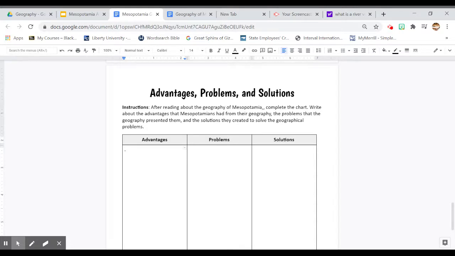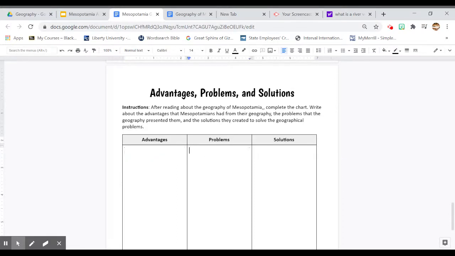Please be detailed in these notes. Even though they're bullet points, don't just put river. Yes, having a river is an advantage, but I need to know why the river is an advantage. So you might want to say something like, the river provides fresh water and fish. This would be more detailed. This would be a better answer, okay?